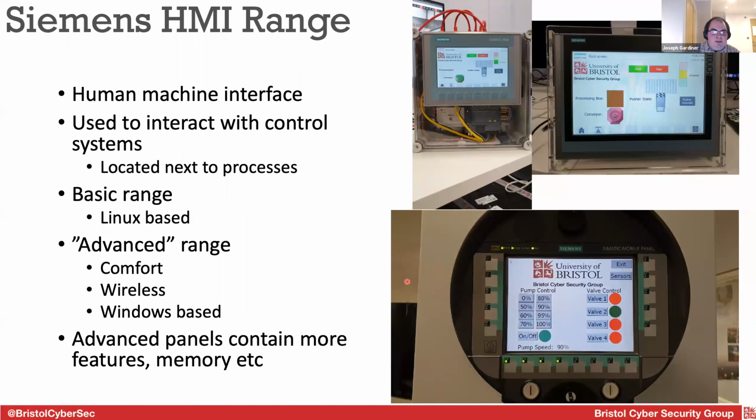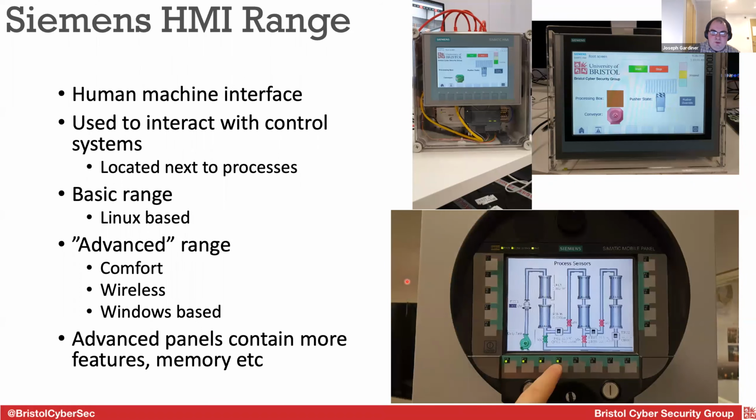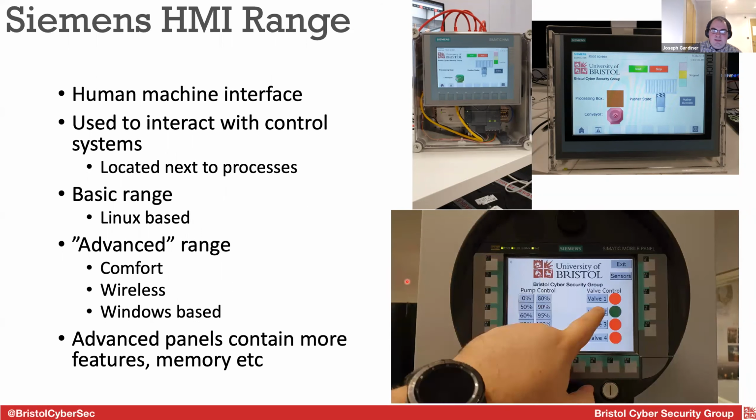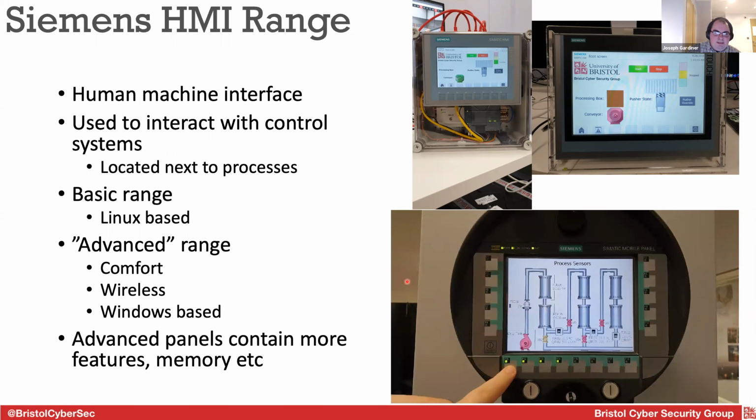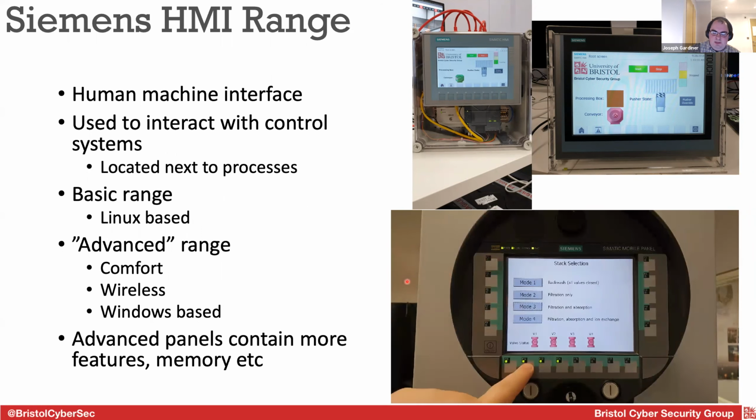So to get right into it, the Siemens HMI range is a range of human-machine interfaces, and these are the physical screens that are located next to the physical processes in order to interact with that process. They display information about the process and let you set inputs to the process.